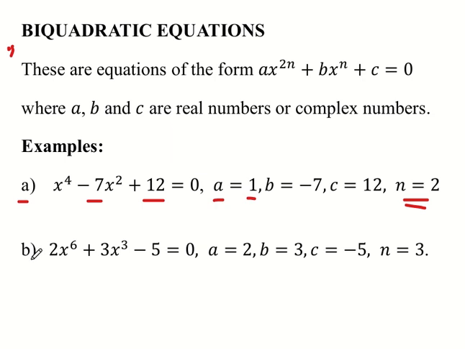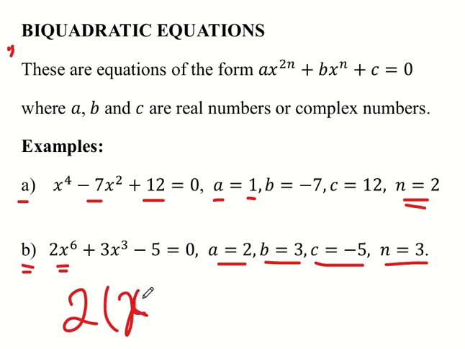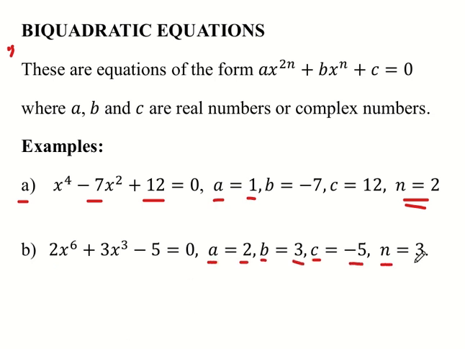We have another example, number B: 2x power 6 plus 3x power 3 minus 5 equals 0. Here a equals 2, b equals 3, c equals minus 5, and n equals 3. This 2x power 6 can be written as 2 times the bracket of x power 3, then squared. So here n equals 3.